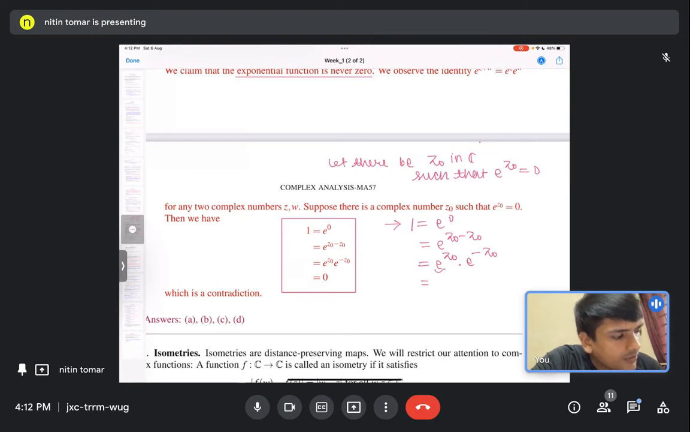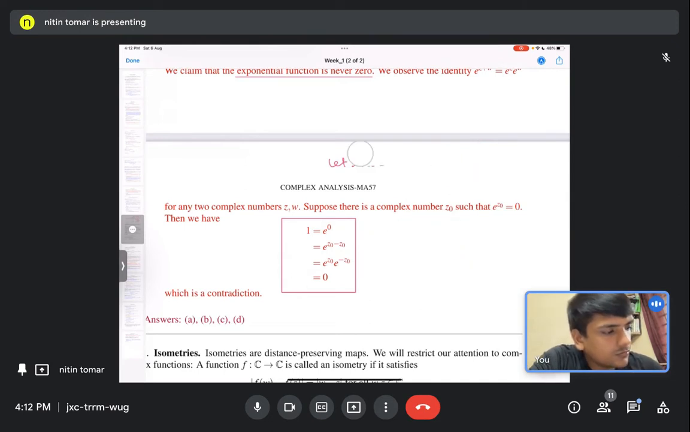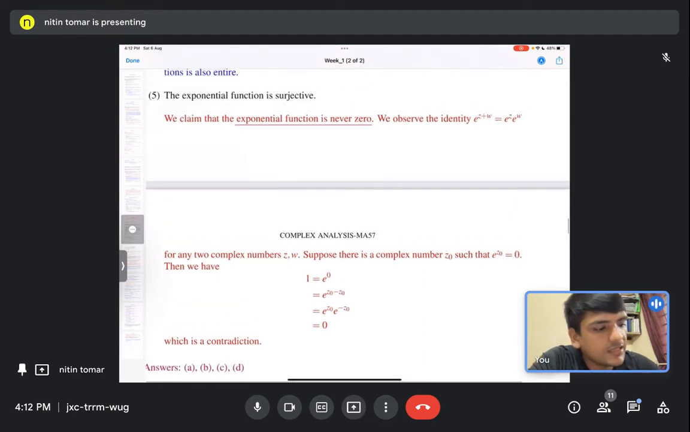But what is e power z naught? It is 0. So 0 times e power minus z naught has to be 0. This way, this is a contradiction. So this is not possible. Exponential can never be a zero value. Hence, because it is skipping 0, in the range of exponential there is no point which will map to 0. Hence, the exponential function is not surjective.